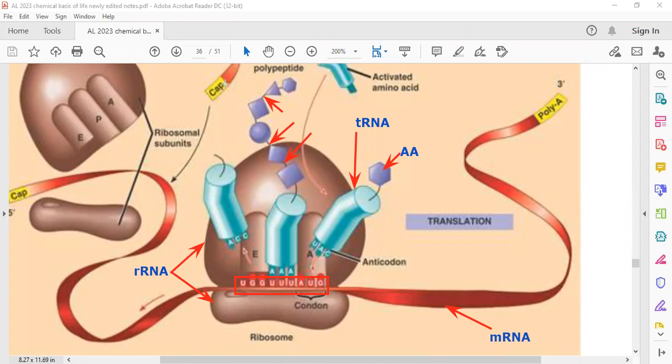So with the combined contribution of mRNA, tRNA, rRNA, with all of their contributions, the protein gets developed. Protein production is an output of all these three RNAs. One side mRNA, it brings the code. One side tRNA, it brings the amino acids. One side rRNA, it makes the peptide bond between the amino acids. Are you clear?